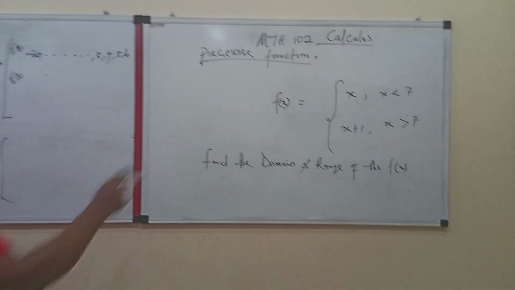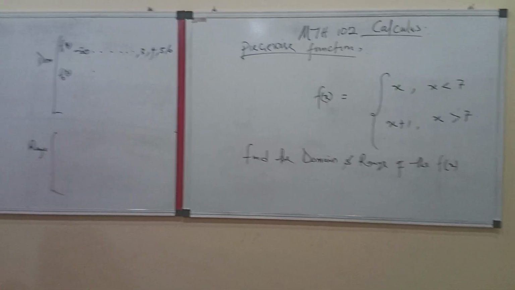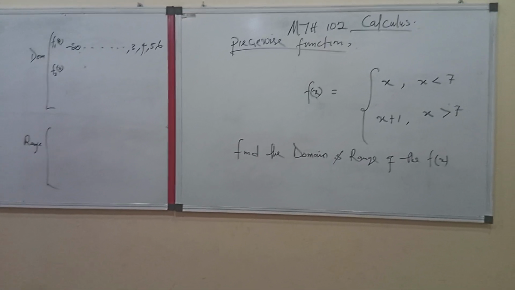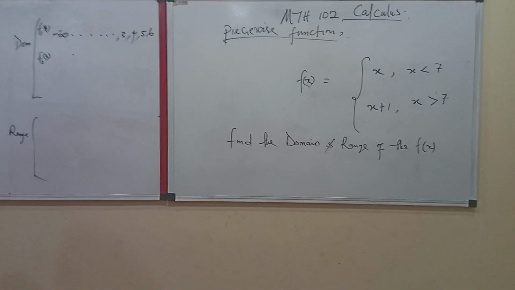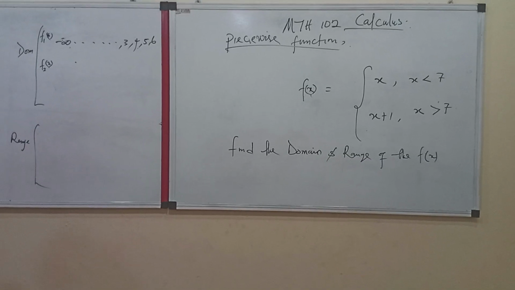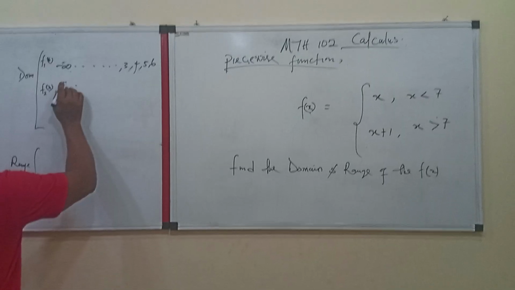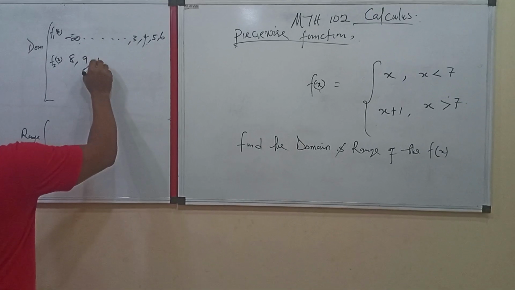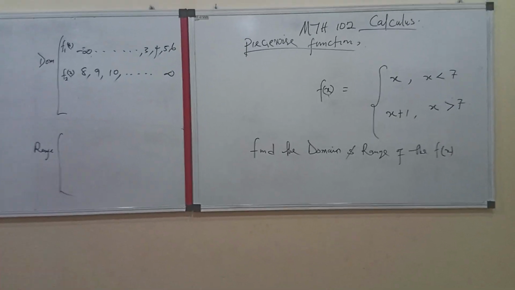Now the second small function wey we get here, say x is greater than 7. X is greater than 7. It means say x dey take number from 8 dey go, e greater than 7, strictly greater than 7. So x go take 8, 9, 10 to positive infinity.